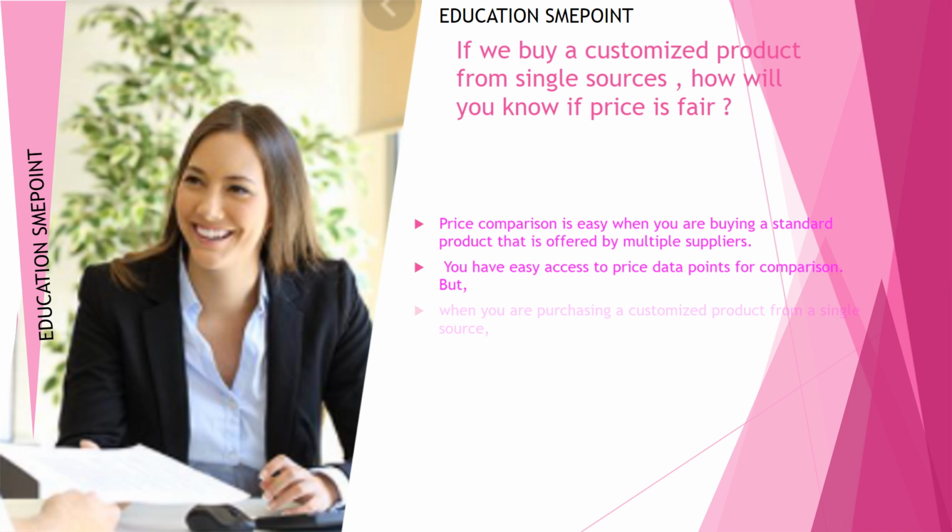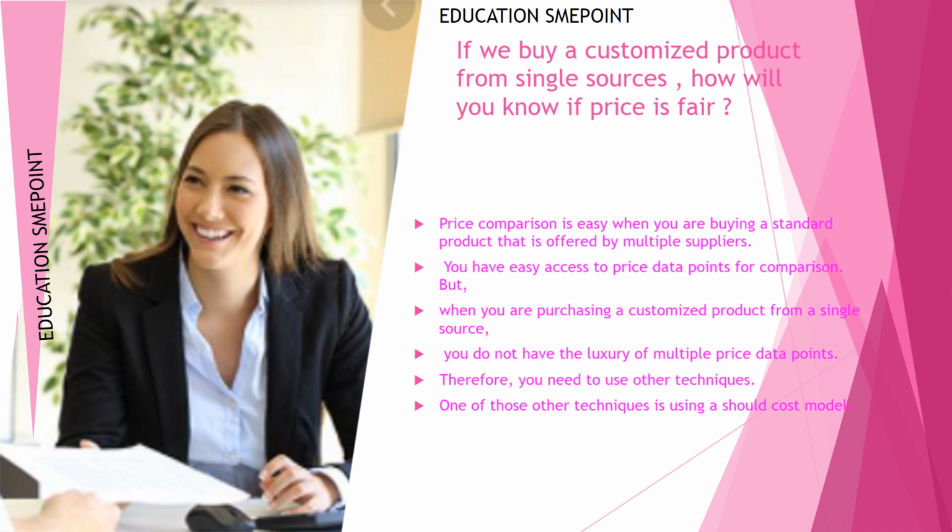If we buy a customized product from a single source, how will you know if the price is fair? Price comparison is easy when you are buying a standard product that is offered by multiple suppliers. You have easy access to price data points for comparison. But, when you are purchasing a customized product from a single source, you do not have the luxury of multiple price data points. Therefore, you need to use other techniques. One of those other techniques is using a should-cost model.